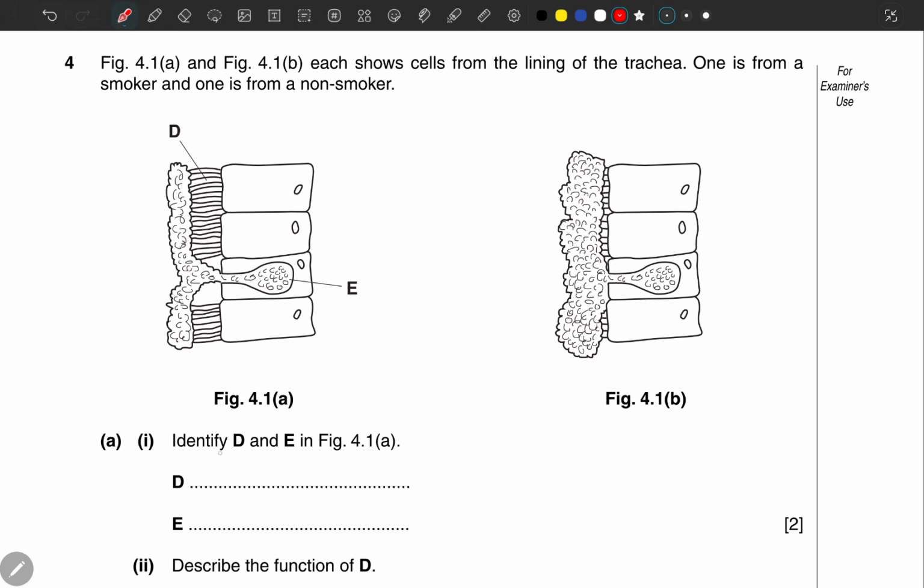Right, anyway, let's go. Identify D and E in 4.1a. So from this one, what is D? D is actually cilia. E, you can see, so these things that you are seeing, this is mucus. So this part here is what you call a goblet cell, or you can call it a gland cell. If you want, you can call it a mucus producing cell.